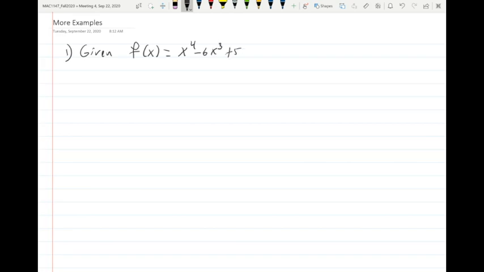6x cubed plus 5x squared plus 30x minus 50. So given this polynomial, I'm going to give you a head start. I'm going to give you that 3 minus i is a zero. With this information, find all the zeros.